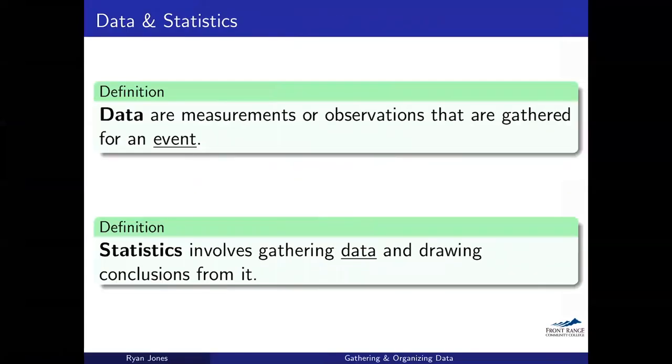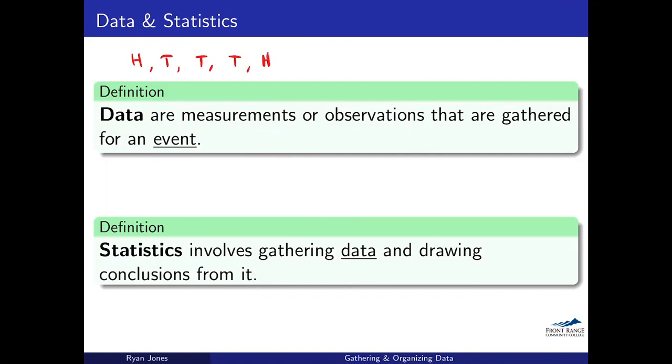So right off the bat, the definition of data. Data is plural. It could be singular, but generally when we say it, it's plural. So data, multiple, they are measurements or observations that are gathered for an event. So for example, maybe I do an experiment where I'm just flipping a coin. And as I flip this coin, I get heads, and then I get tails, and then I get tails, and then heads. And right there, that would be my data.